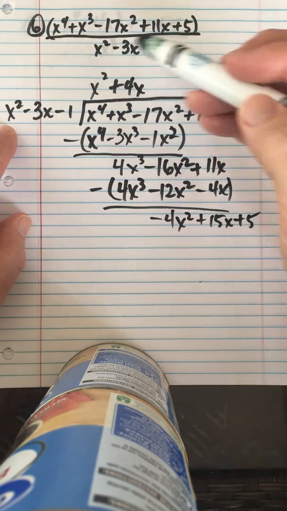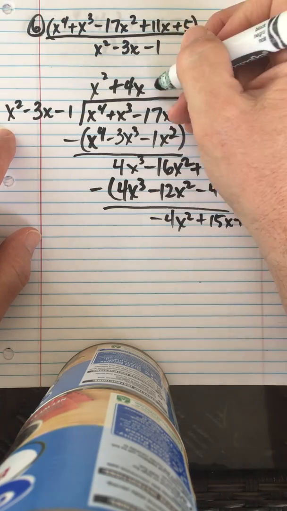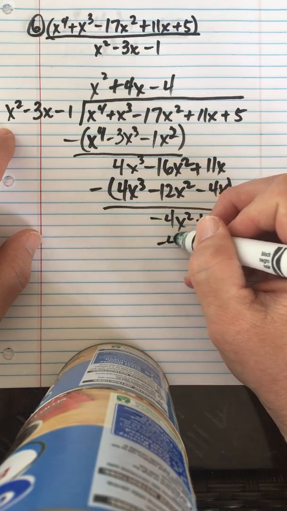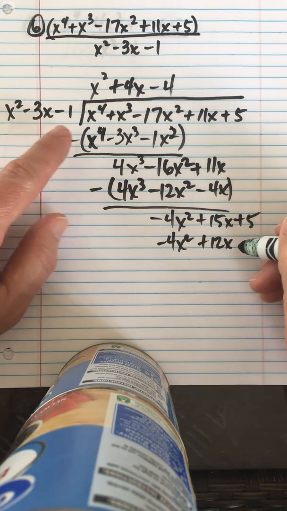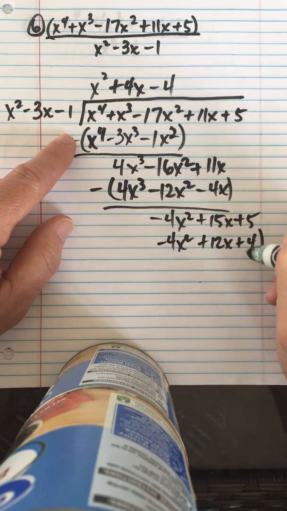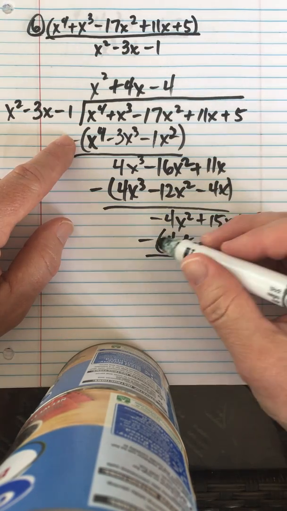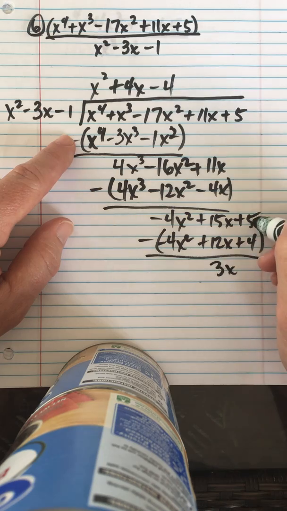You've got one more time to go with this. What do you multiply by x squared to give you negative 4x squared? Multiply those out. You get negative 4x squared, positive 12x, positive 4. You're subtracting these things off. Those go away. 15 minus 12 is 3x. 5 minus 4 is 1.